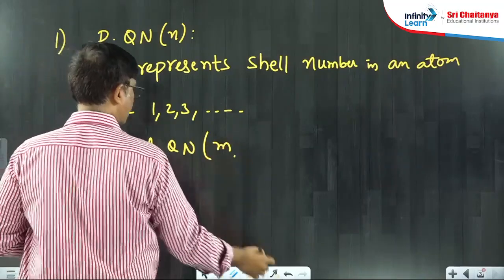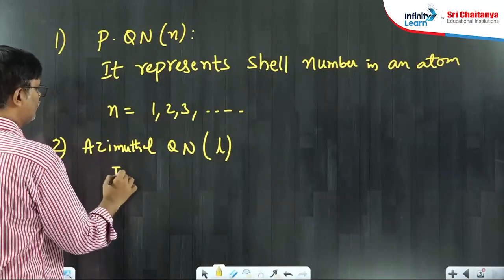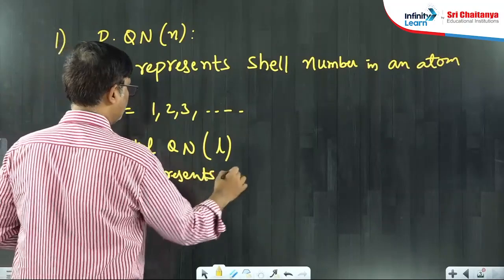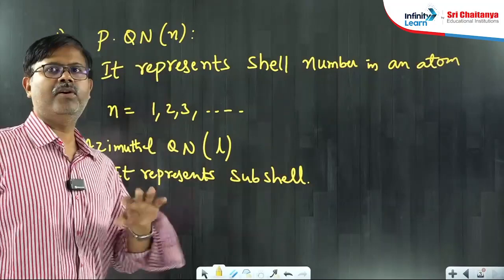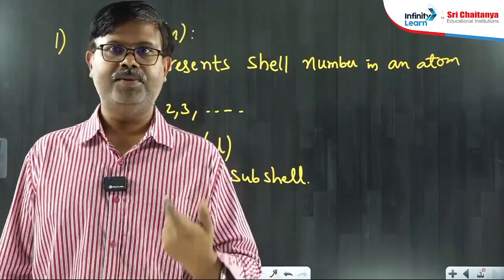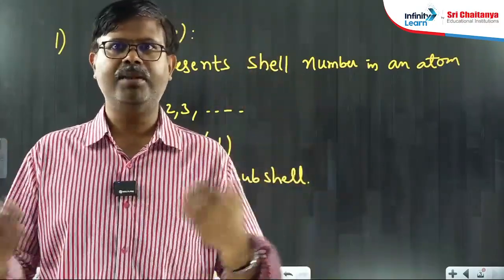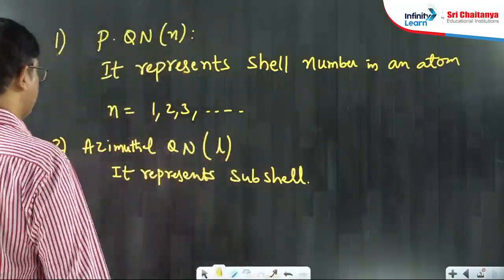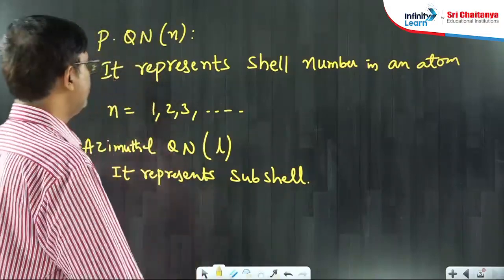Now, this azimuthal quantum number represents the subshell. We call it a street here, but we don't call it street; we call it the word subshell. Inside a shell there will be many subshells, like how in a city there are many streets. So azimuthal quantum number is actually a subshell number.